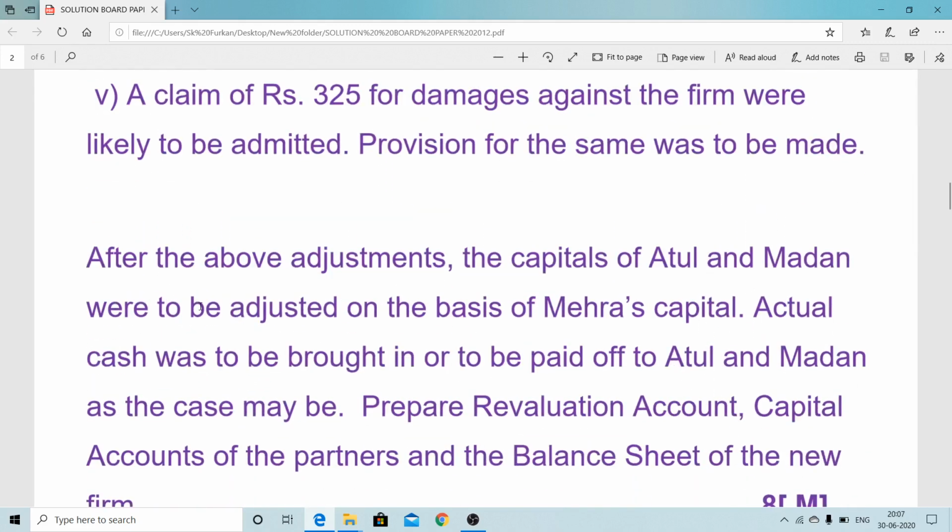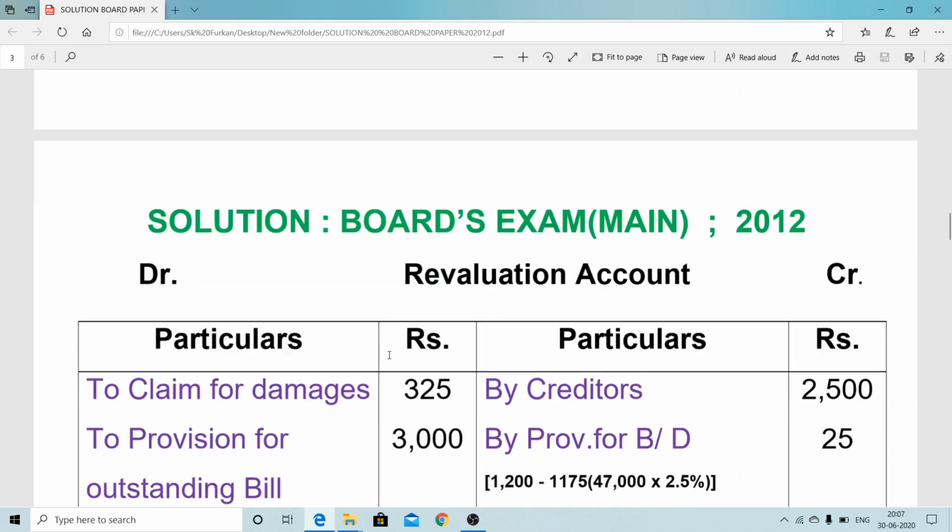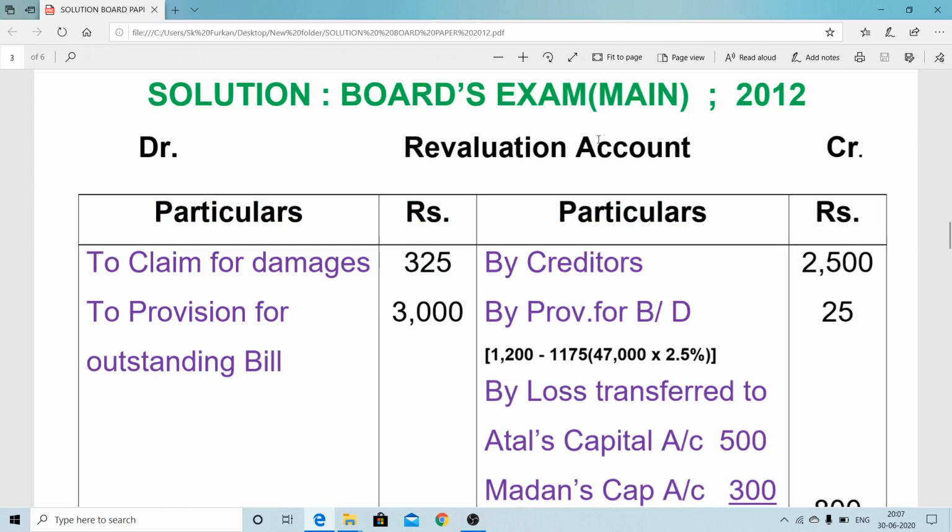After the above adjustments, the capital of old partners were to be adjusted on the basis of the new partner, and the actual cash to be paid in or brought in, whatever the case may be. Now we have to prepare the revaluation ledger account, partners' capital accounts and balance sheet. Obviously, necessary working also you have to show. This is the solution of the board examination main 2012.